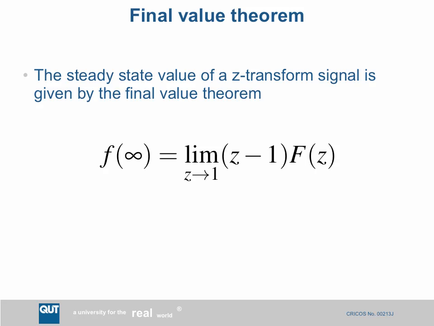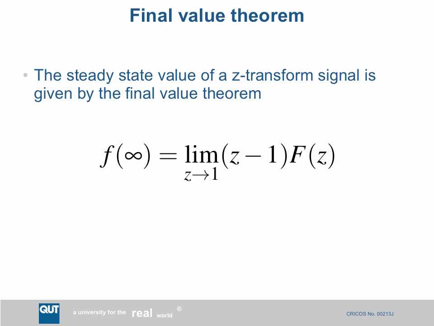The final value, the steady state value, is given by what's called the final value theorem. So this is the steady state value that the Z transform signal settles down to. So the value at infinity is equal to the limit as z approaches 1 of z minus 1 multiplied by the dynamics of the system that we're concerned with.